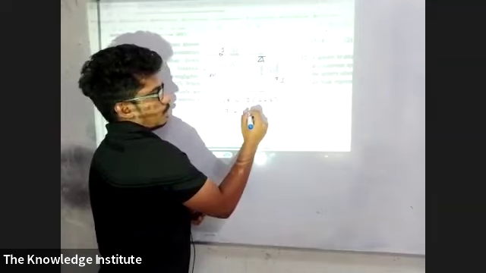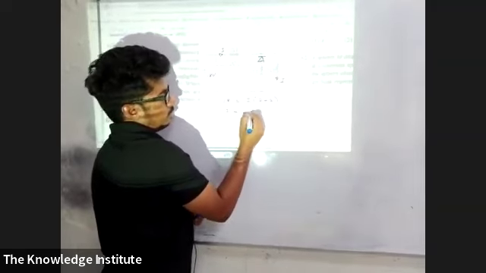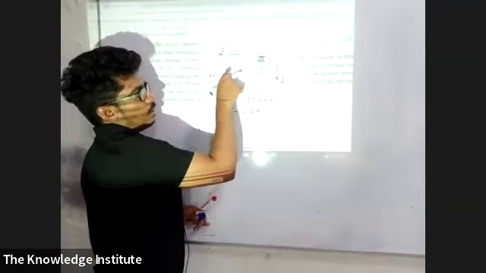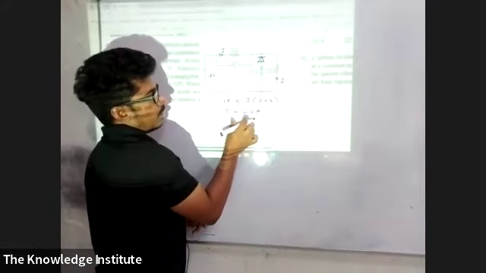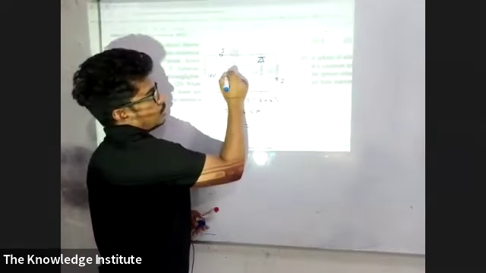I is 18 divided by 4, which is 4.5 ampere. Then I want to find the voltmeter reading. So I into 2, that voltmeter reading is 4.5 into 2, 9 volts.